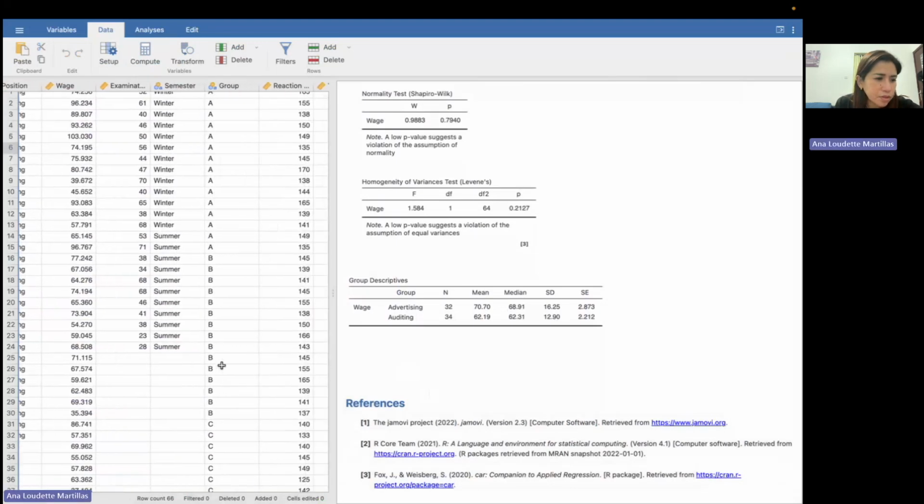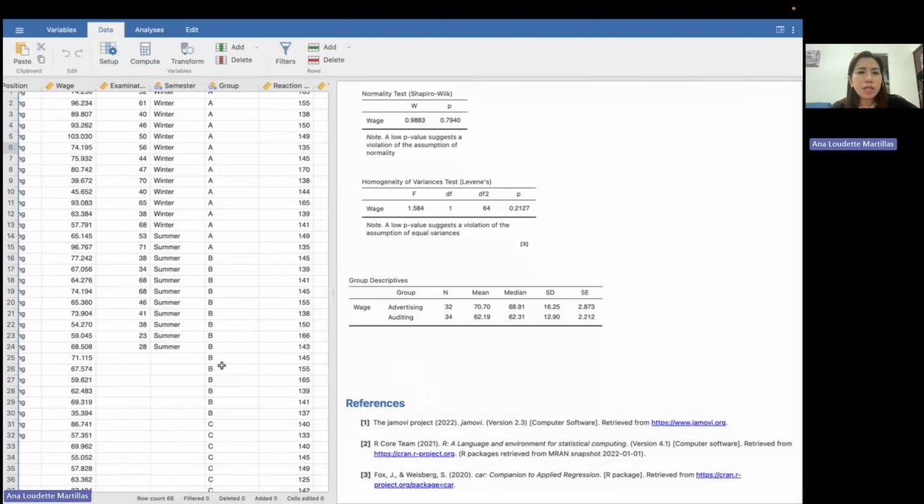Okay. So the hypotheses are: the null is there is no significant difference in reaction times between the three groups, Group A, Group B, and Group C. The alternative hypothesis is there is a significant difference in reaction times between at least two of the groups.